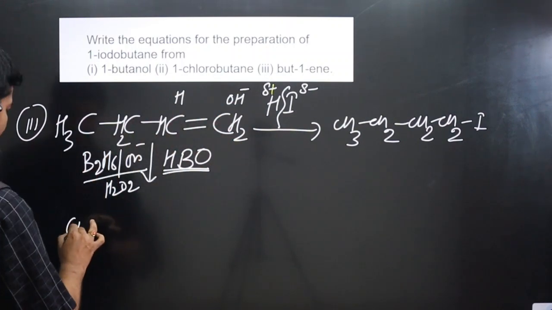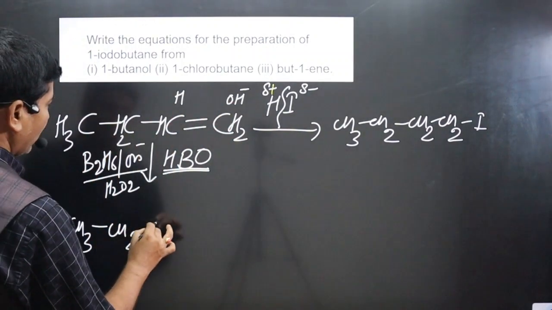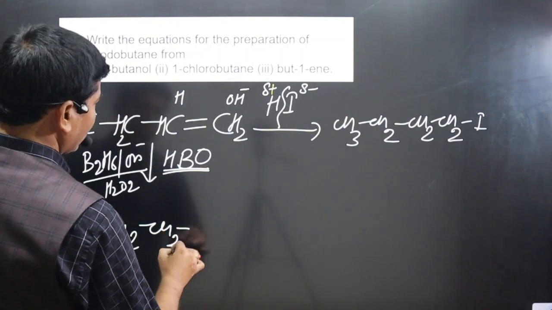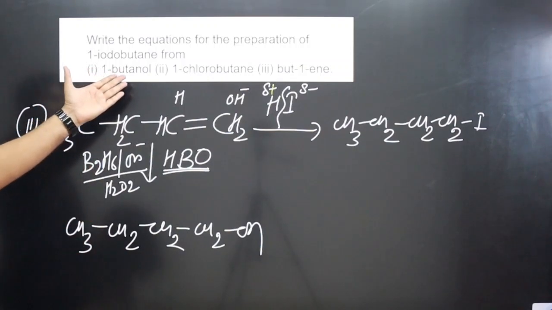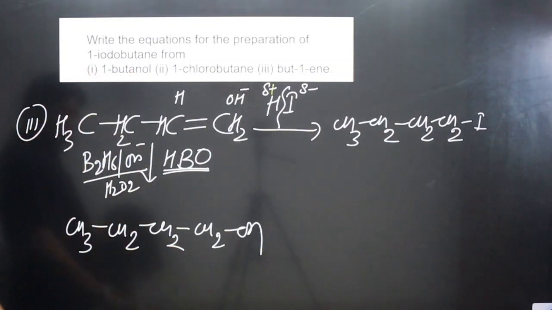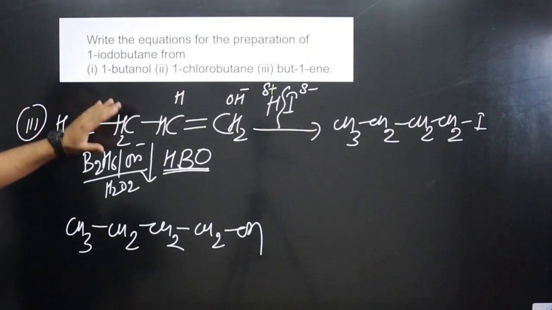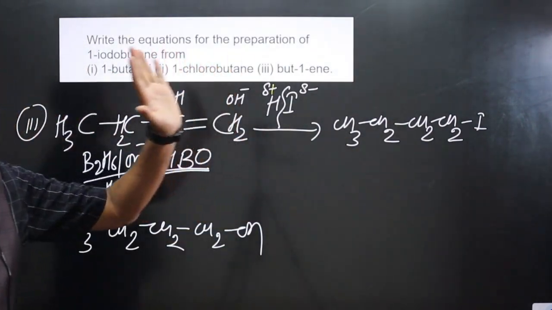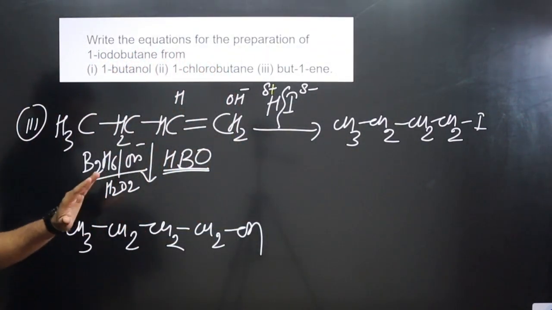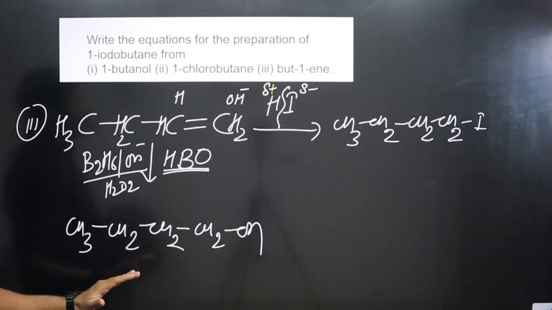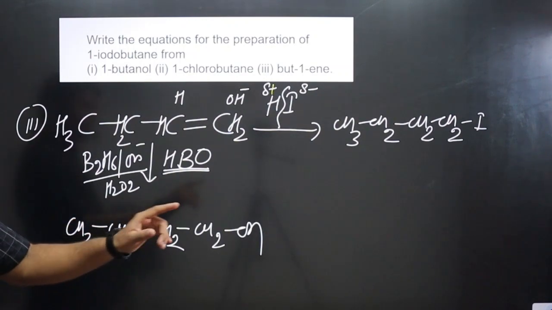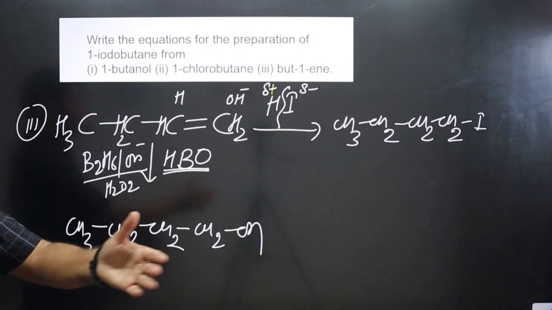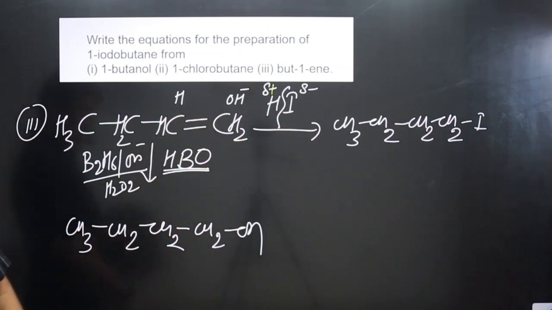So what is the substance we got? CH3CH2CH2CH2OH. We got 1-butanol, and we know how to convert 1-butanol into iodobutane. First I will convert this 1-butanol into 1-chlorobutane, and then 1-chlorobutane by halogen exchange reaction we can convert into 1-iodobutane.